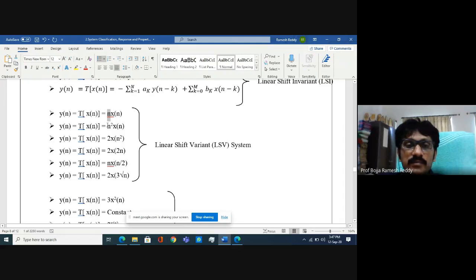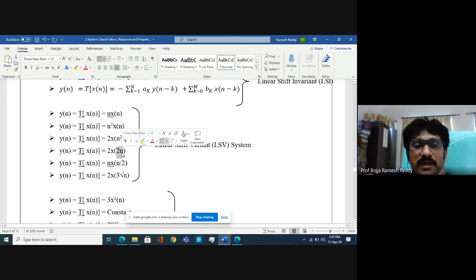Next, n square. Again, n square comes under time variant. Again, 2x of n square. This n square cannot be included in time invariant systems. Again, this is a time variant system. Next, x of 2n. Here the time changes. Actual time is n, but here we have considered 2n. That's why this is also a shift variant system.